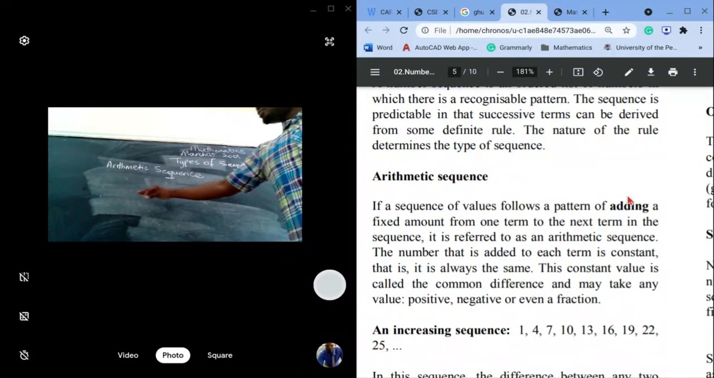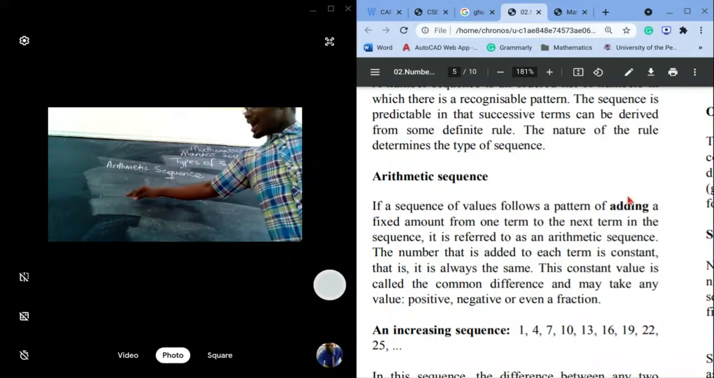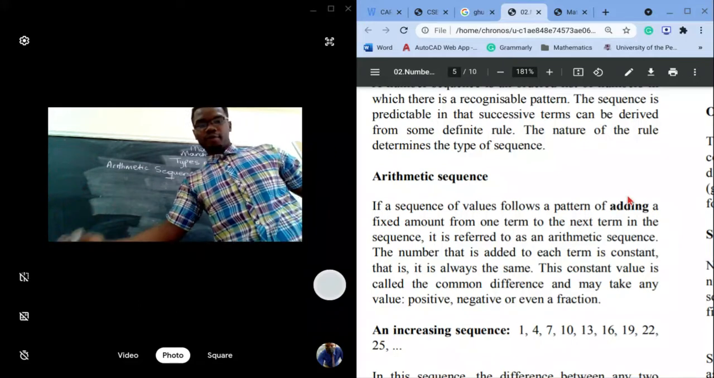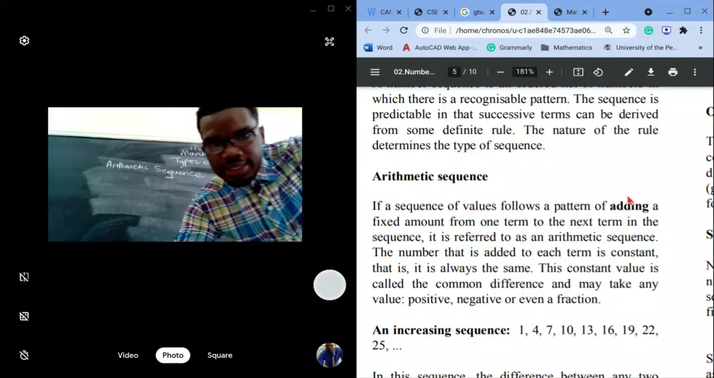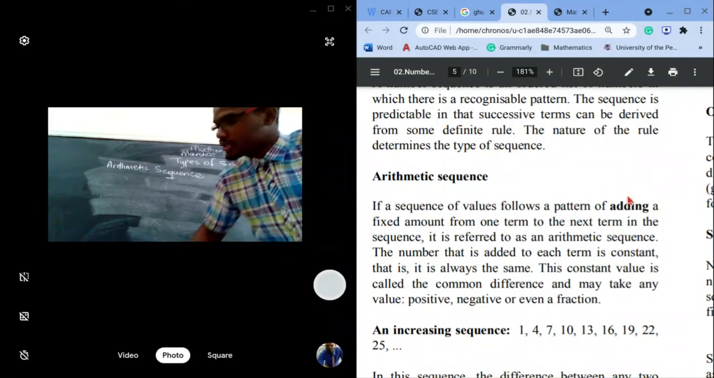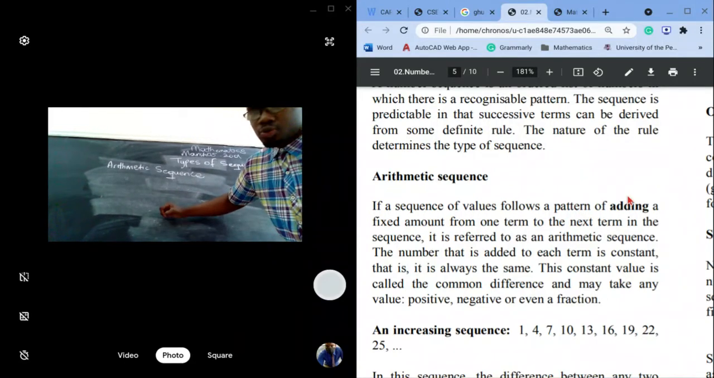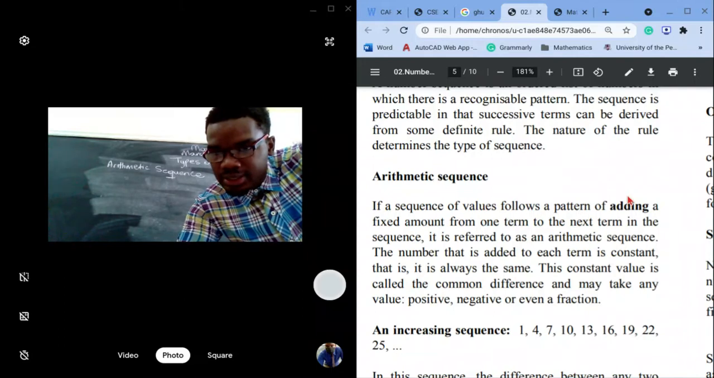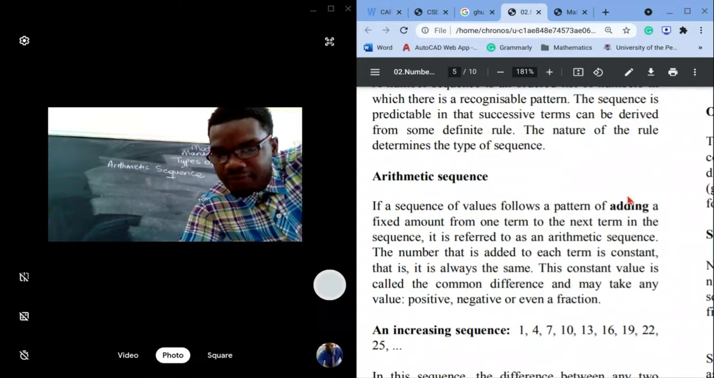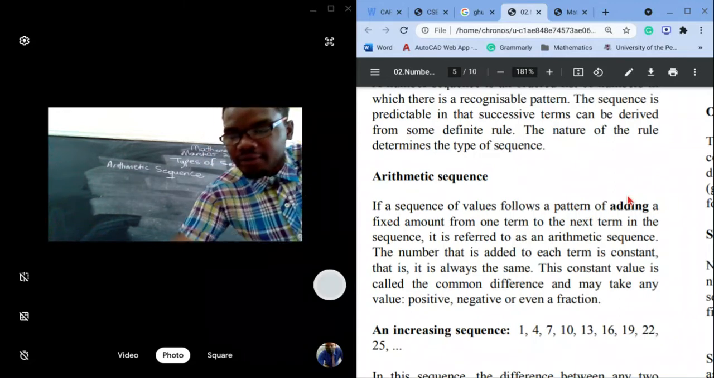So in the example where I gave you 2, 4, 6, 8, we add 2 each time to get to the next term. In this case, 2 to 4, 4 to 6. It says the number that is added to each term is constant. So we know it's always going to be 2. The constant value is called the common difference and may take any value, positive or negative, or even a fraction.